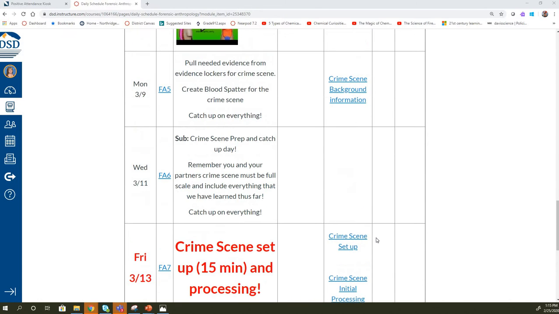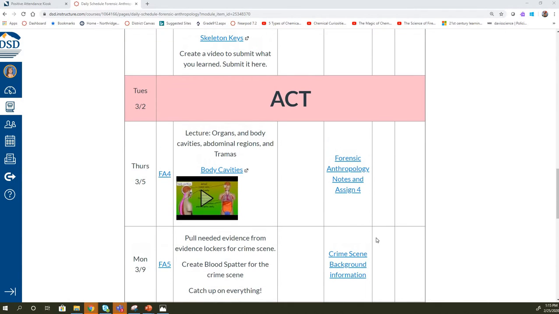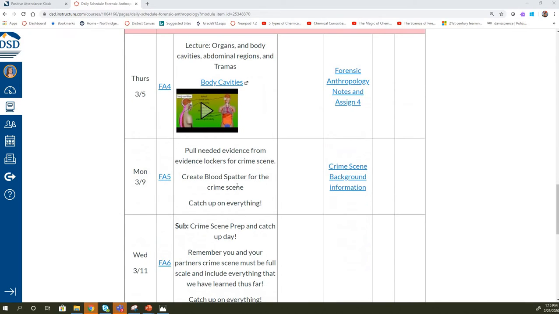So we've got just this last unit that we're going to be talking about. Your crime scene does have to include a blood spatter and everything that we have done so far. So you need to make sure you're talking. That's why I gave you 2 days to try and figure out what you're doing. You only do get 1 day to process it though. Okay? So you want to take good pictures.